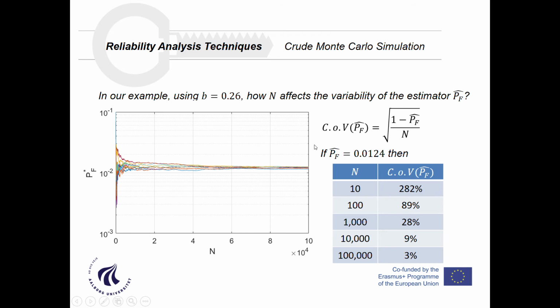There is a well-known formula for the coefficient of variation of the estimator. We put this formula into this table here. For each value of n, given that our estimator gives us 1.24%, we have a coefficient of variation of the failure probability. So basically, if we want a coefficient of variation below 10%, we will need at least 10,000 samples.